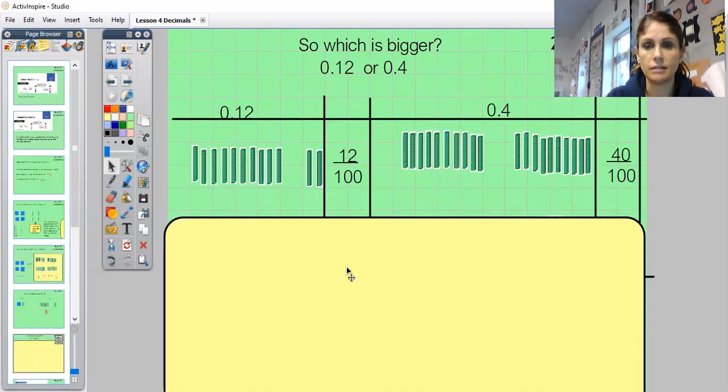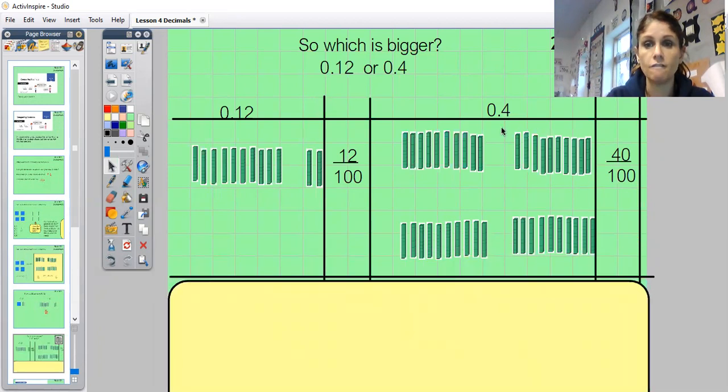So 0.12, let me move myself. 0.12, we can make it like this. So we've converted it so that it's out of 100. So it's 12 hundredths. And 0.4 is actually worth 40 hundredths. So from looking at it like that, we can quite easily see that 40 hundredths is bigger.